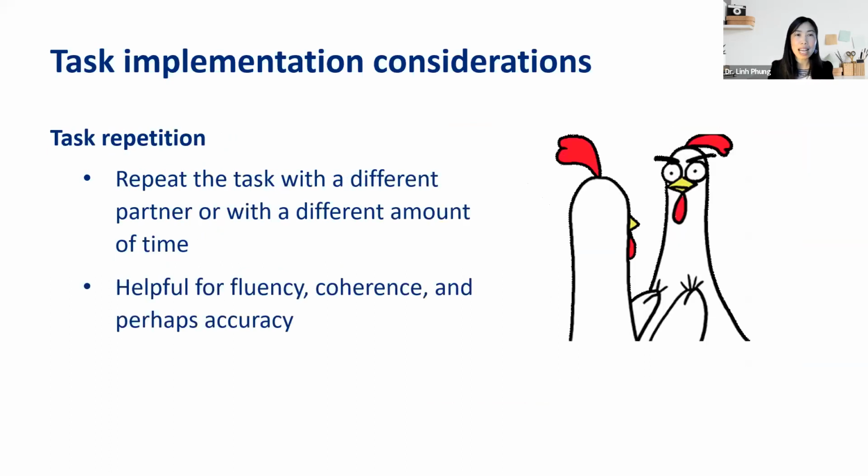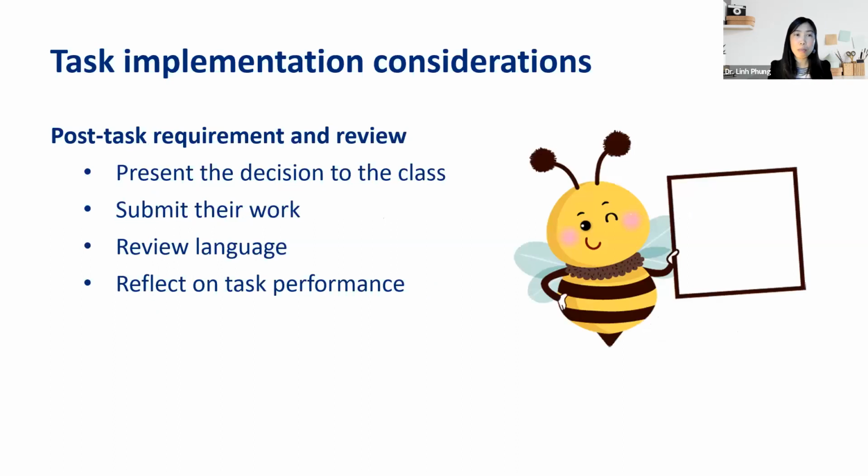Next, in terms of task repetition, they may repeat the task with a different partner. Right? Don't ask students to repeat something exactly the same. So they may repeat the task with a different partner or with a different amount of time given to them. And task repetition can be helpful for their fluency, for their coherence, and perhaps accuracy. And finally, you may ask students to present the decision to the class after they finish the task. They may submit their task outcome. You may choose to review language to give advice to students on what language is helpful. And you may also ask them to reflect on task performance.